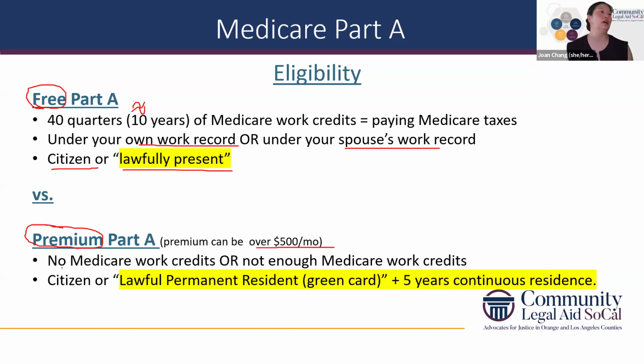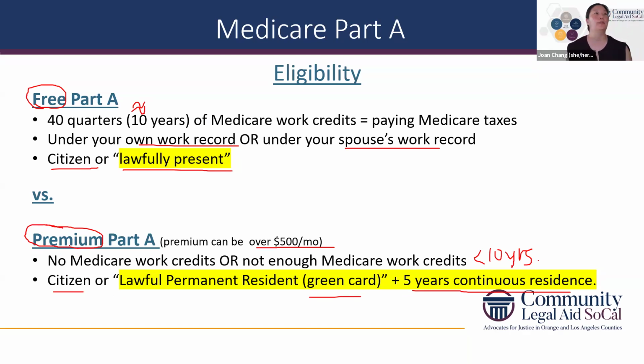But these are for folks who have either no Medicare work credits or not enough, for example less than 10 years of earnings and work credits. And so you're going to have to pay for your Part A. For those who have to pay for their Part A, the only immigration status eligible is that you have to be either a US citizen or a green card holder who has had 5 years of continuous residence. No other immigration status is available for Premium Part A. And we're going to go into a deeper dive in each of these categories.